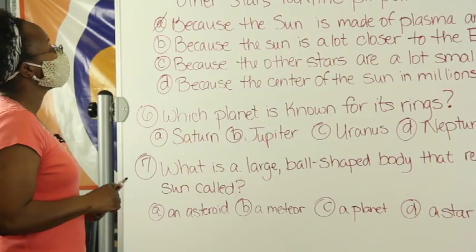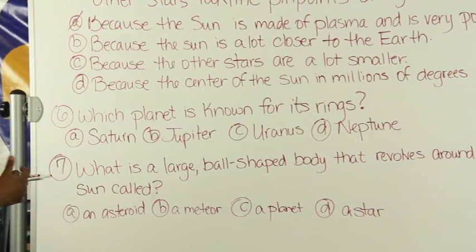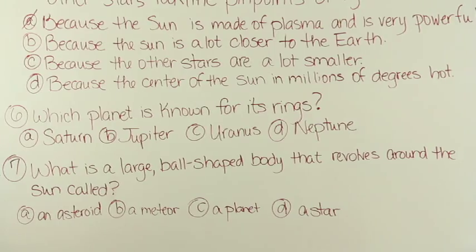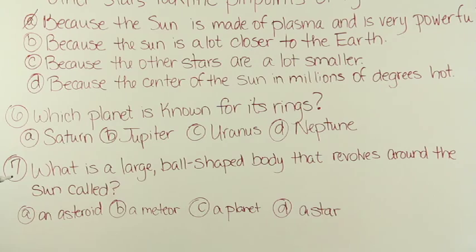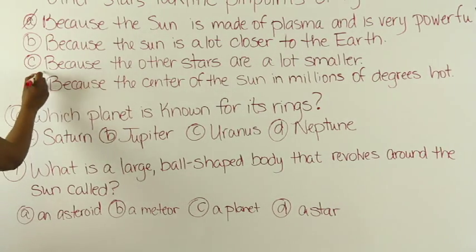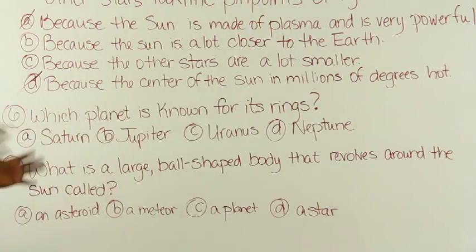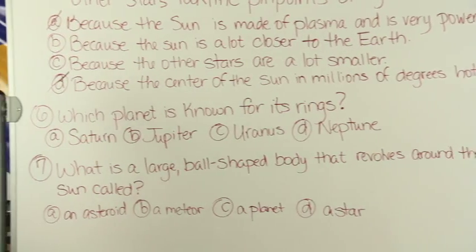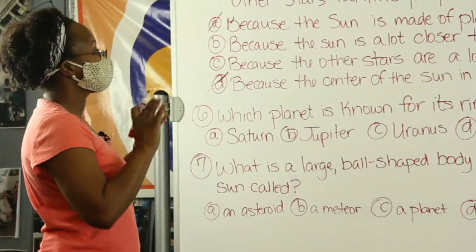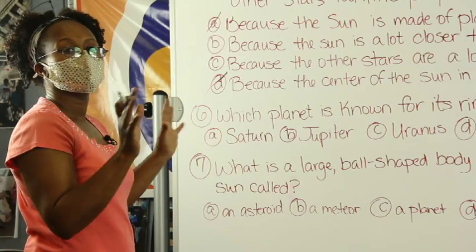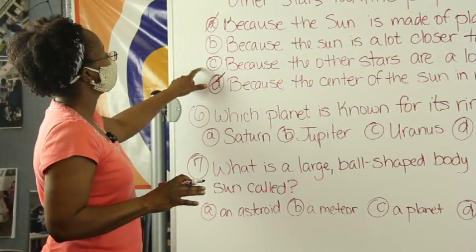D, because the center of the sun is millions of degrees hot. I don't know if the sun is 1,000,000 degrees hot, but does that have anything to do with how big it is? It doesn't. So we're going to mark it off. That has nothing to do with how big it is, and possibly not even how bright it is compared to the stars. So we're going to mark that one off. Let's go back now that we've at least gotten half of the answers eliminated. We can go back to B and C.